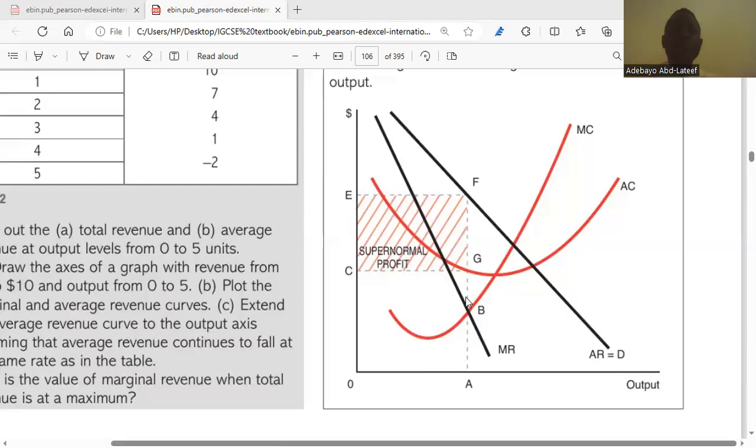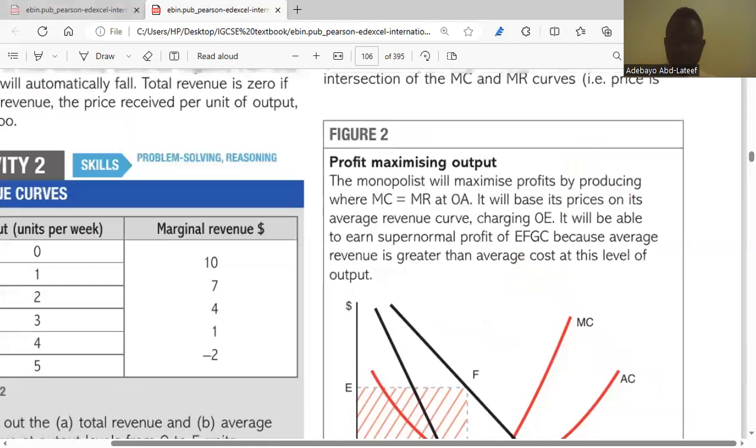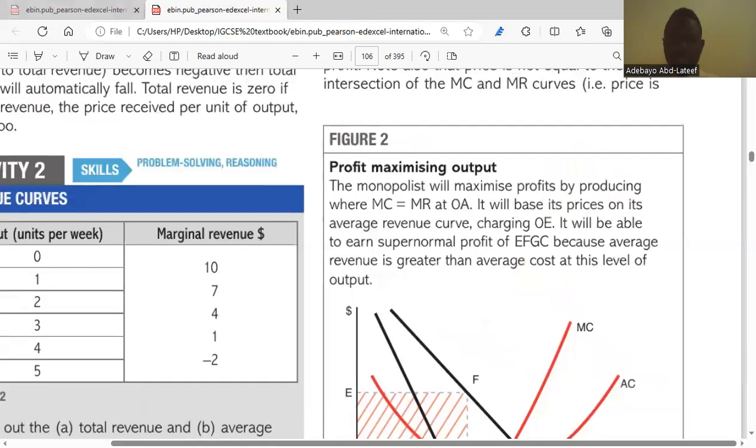Then how will a monopolist make a supernormal profit? For a monopolist to make a supernormal profit, it has to charge what here? They said it will be based on... So the monopolist will maximize profit by producing where MC equals MR. We talked about that. So it will base its price on its average revenue curve, charging OE.